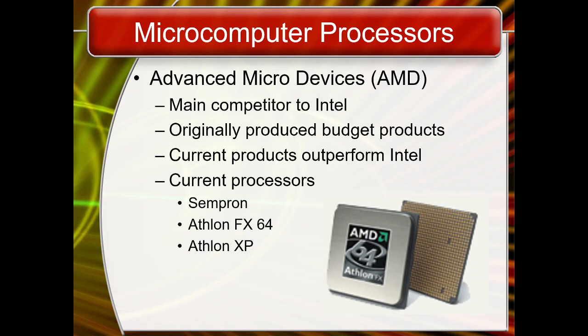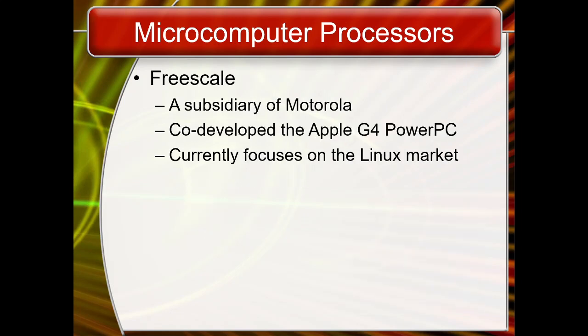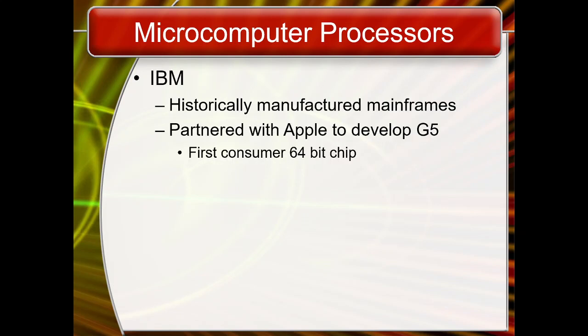AMD is referred to as Advanced Micro Devices. This was the main competitor to Intel, originally produced budget products, and its current products outperform Intel. Current processors of AMD include Sempron, Athlon, FX64, and Athlon XP. Freescale, a subsidiary of Motorola, co-developed the Apple G4 PowerPC and currently focuses on the Linux market. IBM historically manufactured mainframes and partnered with Apple to develop the G5.